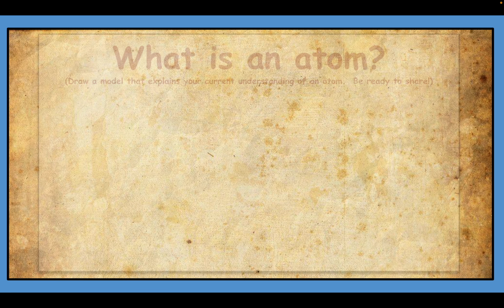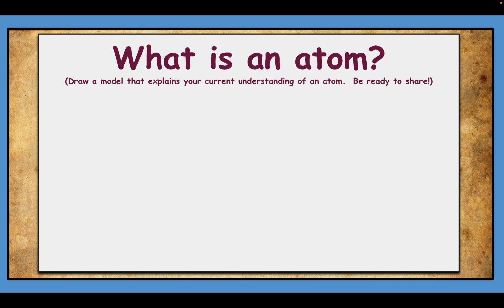All right. So we're going to start off with just an idea of what an atom is. Instead of having a pre-unit assessment, I'm just going to ask you guys to show me your initial thoughts on an atom. There are no right or wrong answers. I just want you in this space right here to draw a model, draw a picture that explains your current understanding of an atom. Basically, draw an atom. What does an atom look like to you? What do you think an atom looks like?